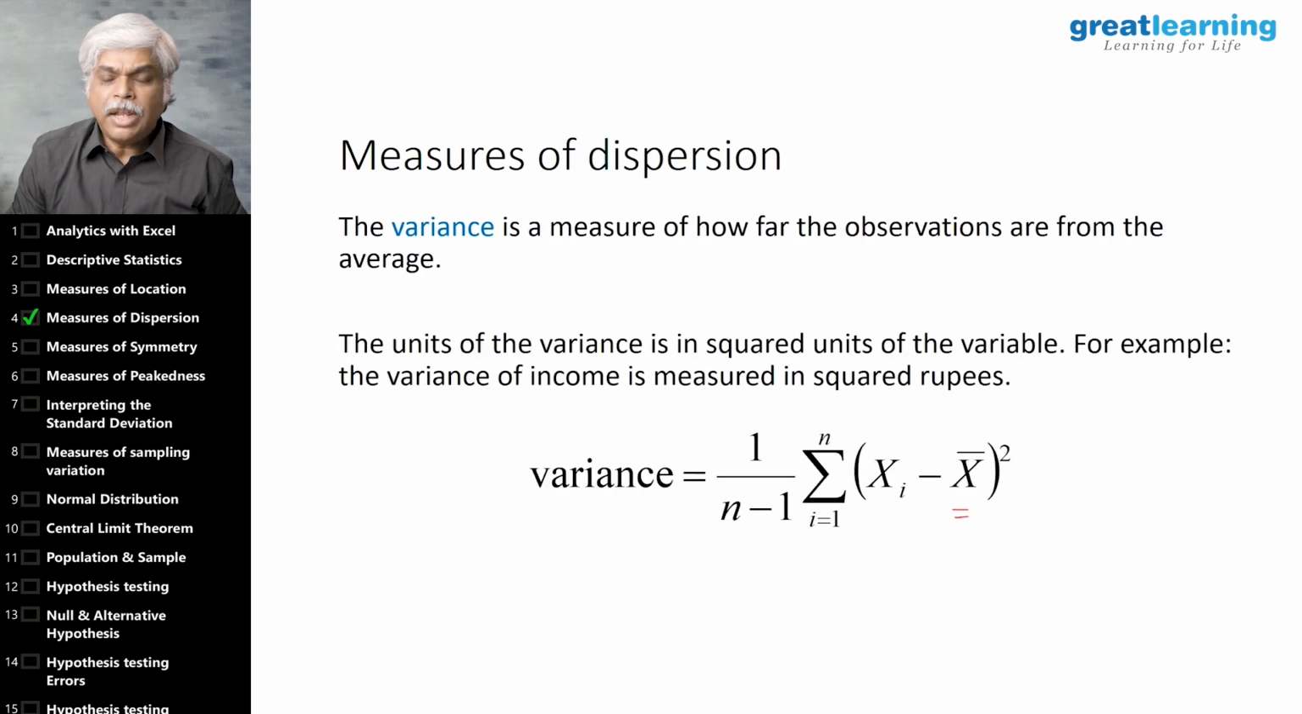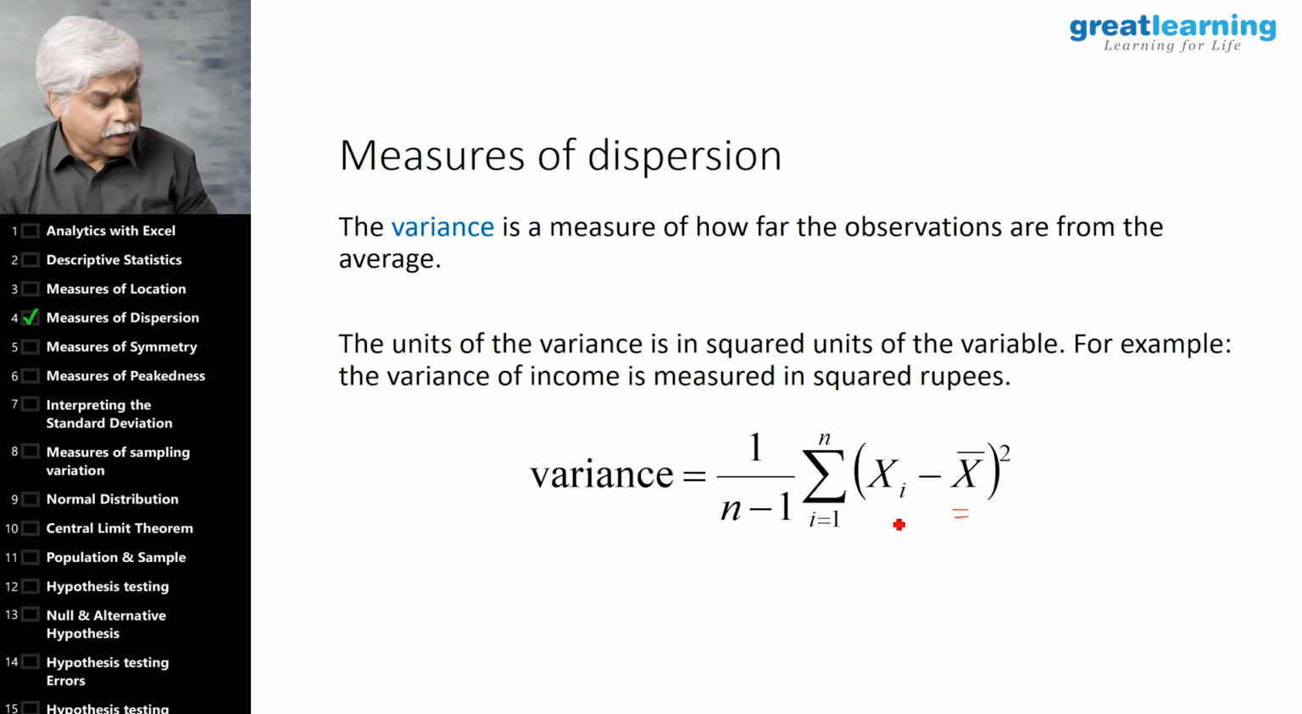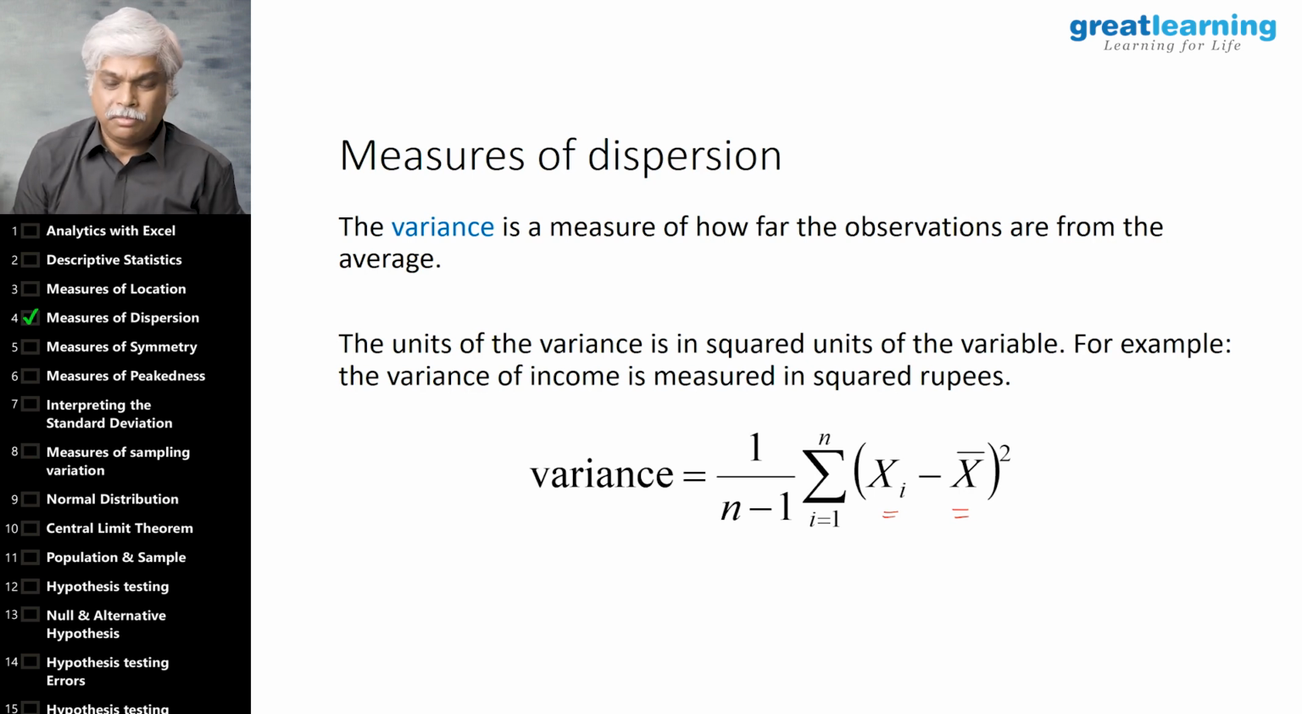Variation or dispersion, in its commonest sense, asks the question, how far apart is an observation, let's say the first observation or the ith observation in general, from the average? How far away is a random observation, if you want to think of it, or any observation, from the average? That is measured by xi minus x bar.